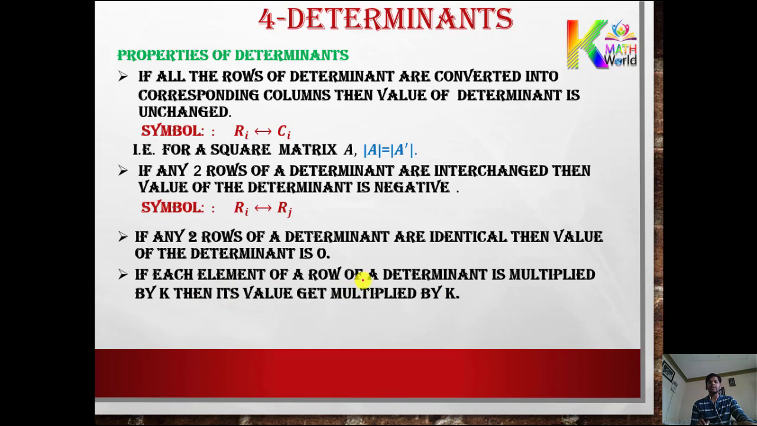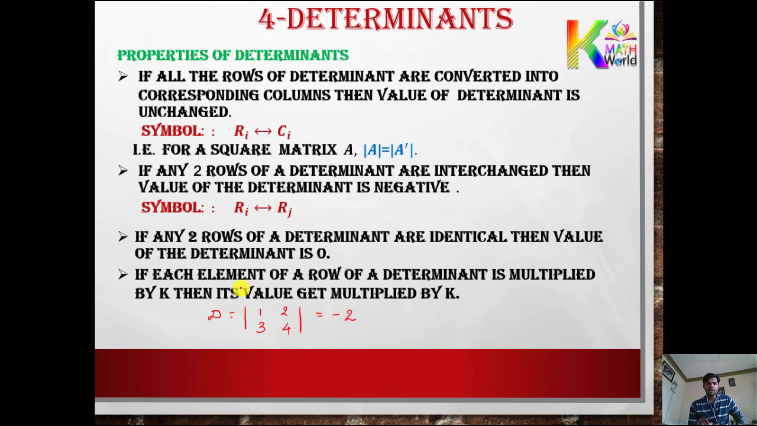Next property: if each element of a row of a determinant is multiplied by k, then its value gets multiplied by k. What is given here? Each element of a row of a determinant is multiplied by k, then its value gets multiplied by k. Suppose we consider our determinant D as 1 2, 3 4. What was the answer? Now we can orally calculate 4 minus 6. The answer was minus 2.